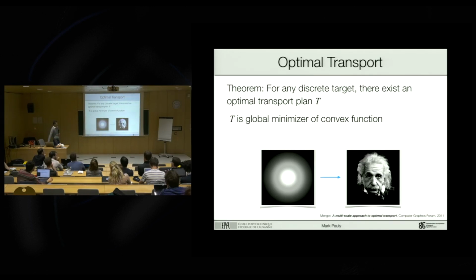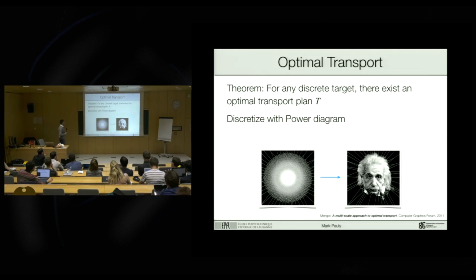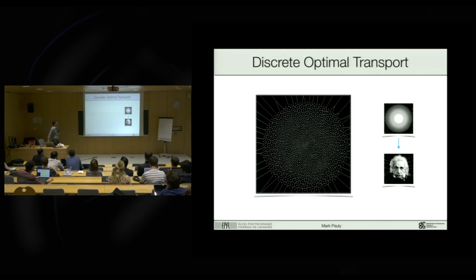Okay? So back to Albert Einstein, what do we do? We discretize it with a geometric structure called the power diagram. This is a variant of the Voronoi diagram that many of you might know. And the way to look at this is to say that you have these little points. These are my Voronoi sites. And the cells around them correspond to equal amounts of light energy. Okay? So the dark cells are big and the bright cells are small. And similarly over here. And this implementation of discrete optimal transport transforms these two into each other.